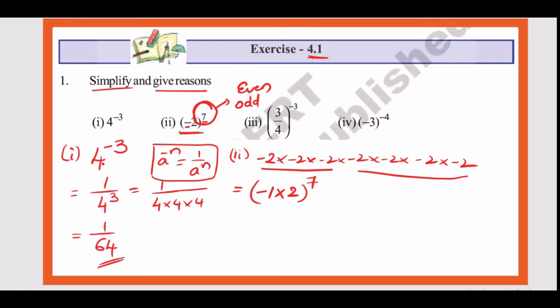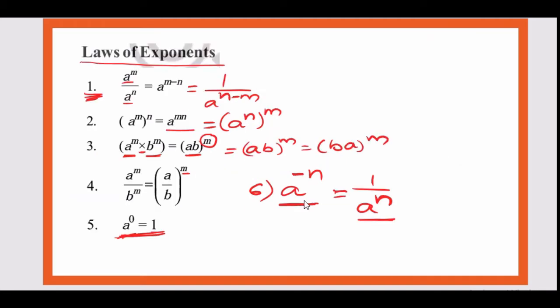Now if you observe this, it is in the form of (a × b)^m. Whenever you have an equality sign, you can apply the formula from left-hand side to right-hand side or right-hand side to left-hand side. Both will be the same, right?